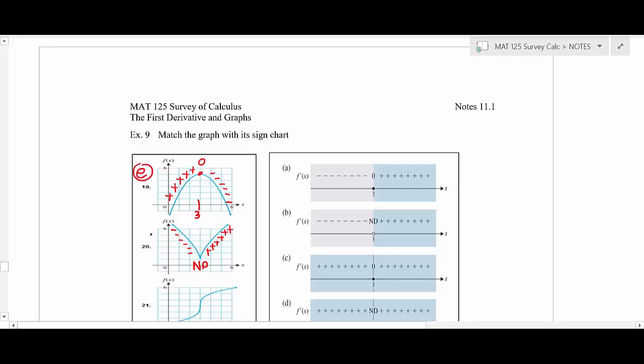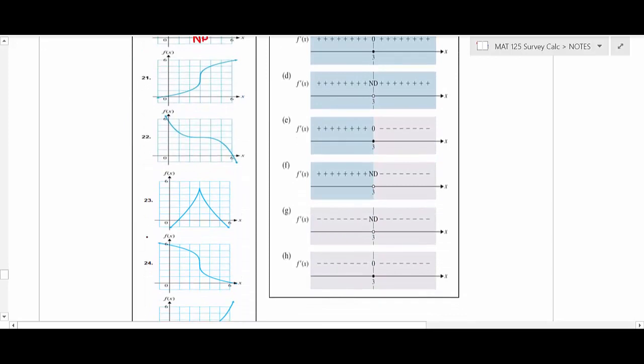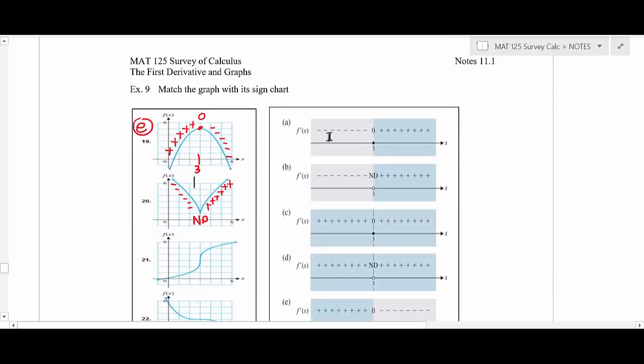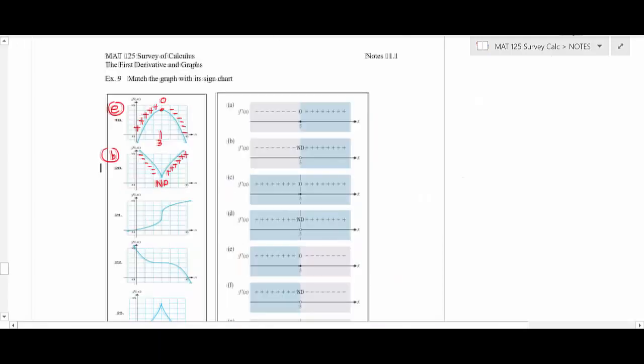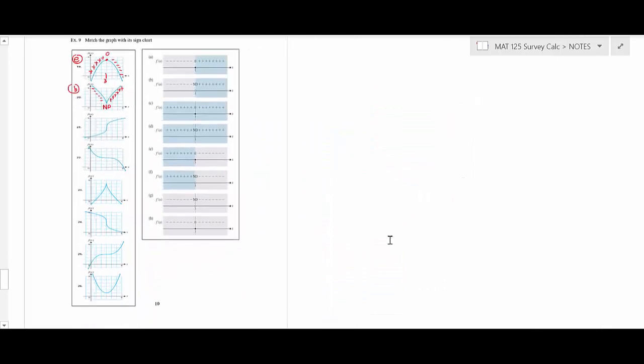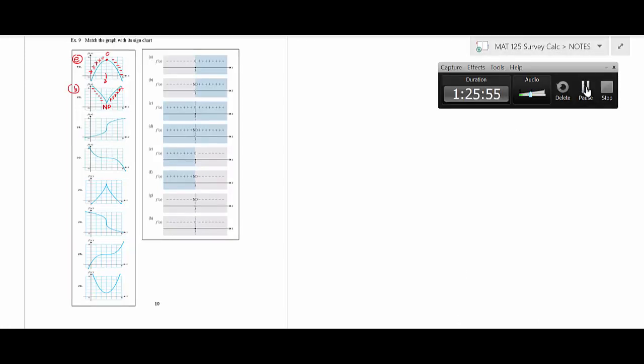The next one, negative, then positive, then no derivative. Okay, negative, then positive, then no derivative. Okay, that looks like this one, so that one is B. Okay, all right, so go ahead and see if you can do the rest. I'll zoom out on this the best I can and just see if you can, from here, figure out the rest. Okay, I'll pause the video and then you can come back and check and see if you got it right.